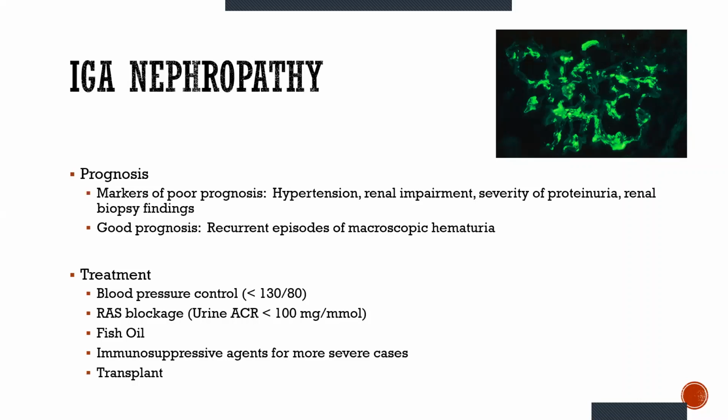And then signs of good prognosis are actually the people who just get recurrent episodes of hematuria. They have quite a good prognosis, a low risk of renal impairment in the future. It's just a bit scary, obviously, for the patients when they get an infection and then see blood in their urine.